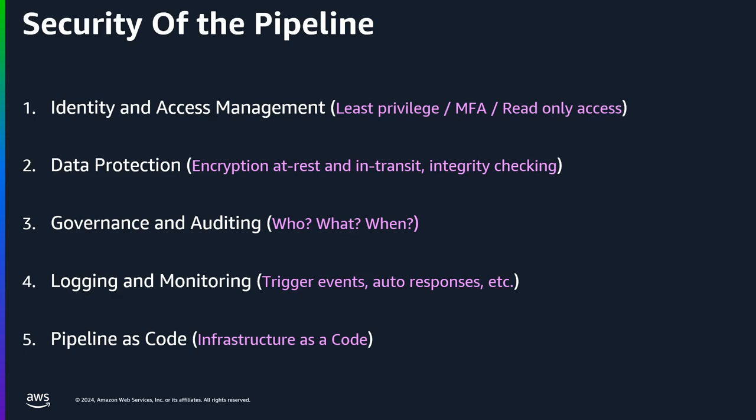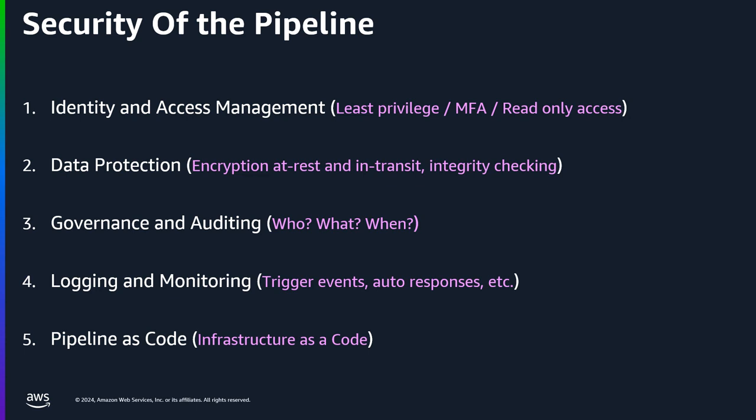Let's look at this in a little more detail. The first component is security of the pipeline. If you're running a CI/CD pipeline in your environment today, I would encourage you to evaluate that pipeline against these five pillars to ensure that it's secure. The first one being identity and access management.